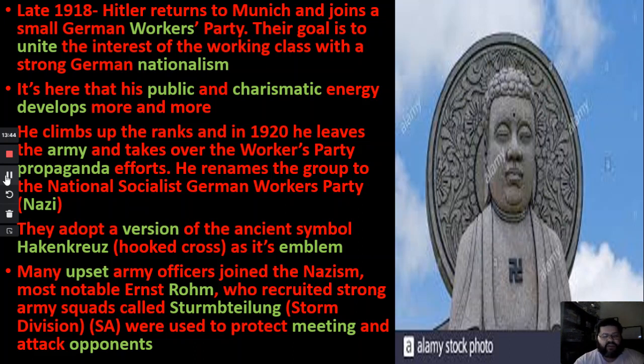Okay. So remember, Hitler, just like a lot of German soldiers, was upset, and Hitler used that to his advantage, telling these guys, "You should join the Nazis. I was a soldier like you. We could have won." "Yeah, you're right." And this guy named Ernst Röhm joins this party, and he has an idea. He recruited these really strong army squads, called, I'm not going to pronounce that in German, Sturmabteilung, I guess. But in English, it's the Storm Division, the SA. These guys were basically the muscle of the Nazi political party.